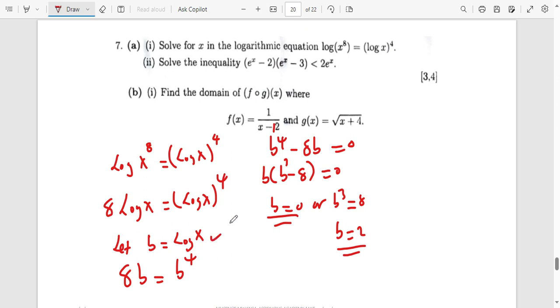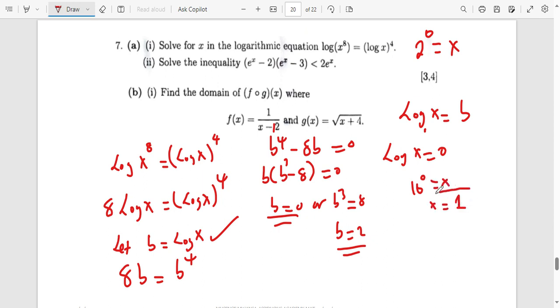So get back here. But log of x is equal to b. So log of x is equal to 0. What does that mean? If you can express that as an exponential, let's say the base is 2, 2 to the power 0 is equal to x. Okay, that's the meaning. Let me write that. Log of x is equal to 0. The base here is 10. For any log, the base is 10, meaning that 10 to the power 0 is equal to x, meaning that x is equal to 1. Any number to the power 0, the answer is 1.